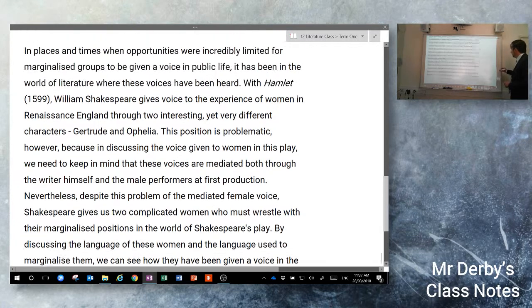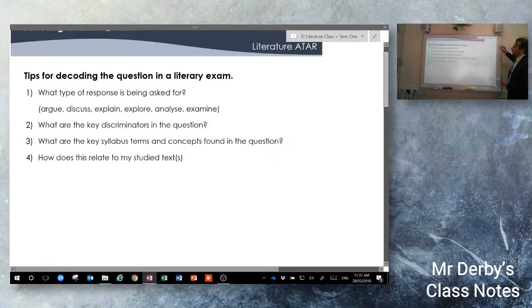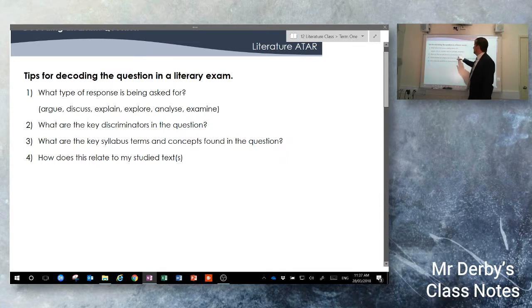So let's go back to the things that we were talking about right at the start. In this, I decoded the kind of question. It was a discussion question. I've identified the key discriminators and the syllabus terms. I talked about marginalisation, voice and language. And then I related that to how it relates to our study text through the sample introduction. Hopefully that helps you out, and good luck.